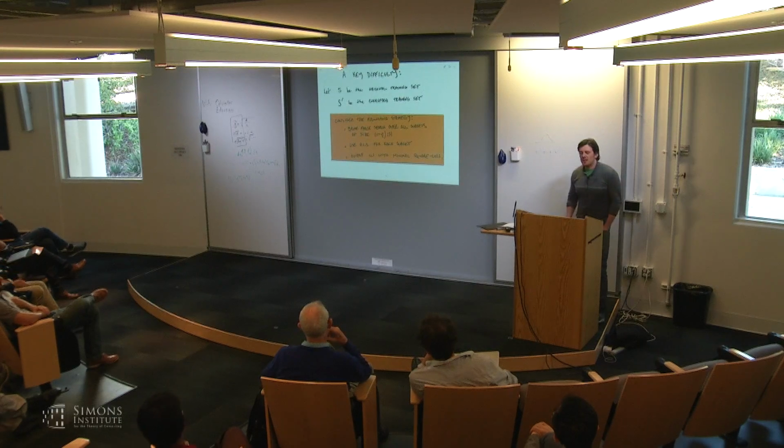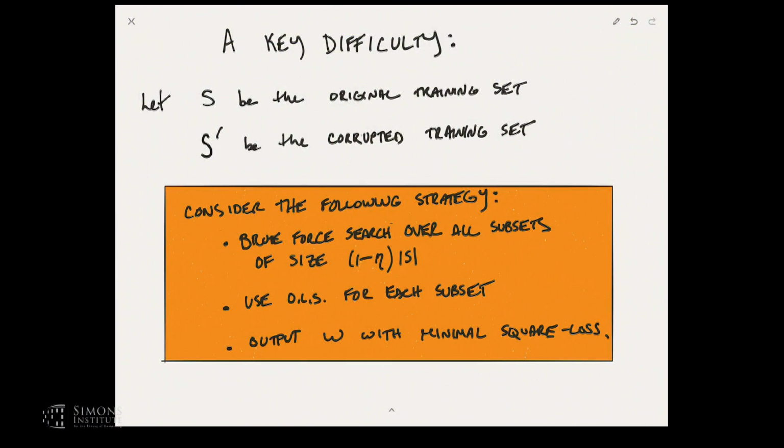Okay, so forget about computation for a second. Here's a naive strategy that you might employ to try and solve this problem. Again, S is the original training set that you get, and S prime is the corrupted training set. Remember I said even a brute force search algorithm wasn't known. So why not try brute force search? Literally take all possible subsets of size 1 minus eta times the size of S, and then for each one of those subsets, use ordinary least squares for that subset to come up with some linear function, and output that W, the linear function that has the minimal square loss over all of these subsets.